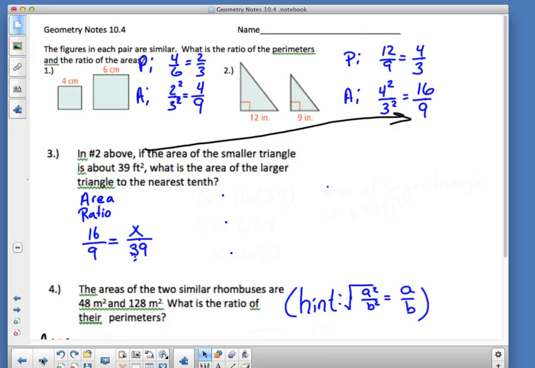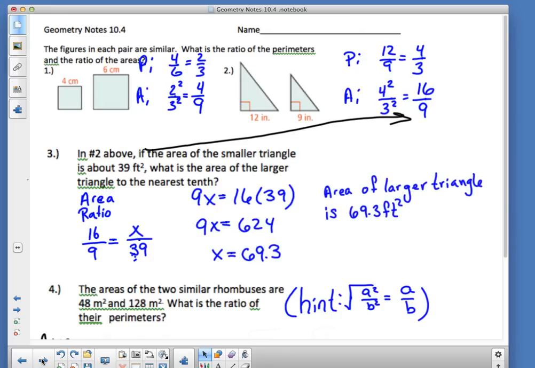You've got 2 choices. Now, after I do this setup, 16 times 39 and 9 times x, I'm on my way to solving the proportion I set up. Again, after I'm done, the area of the larger triangle is 69.3 feet squared. That's it. Is it making sense?